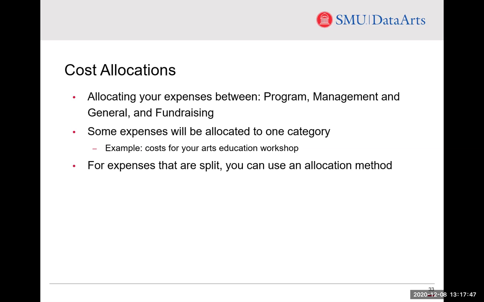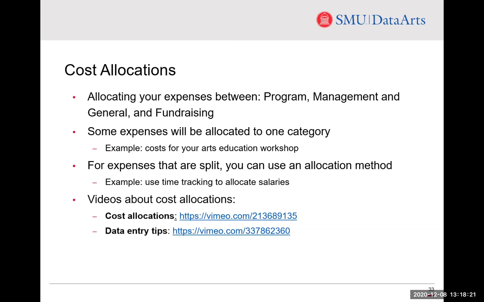However, there may be other expenses that are not entirely related to one category. So this might be especially true, for example, for salaries. You might have an executive director who does a little bit of all 3 of these things. In this case, you want to use an allocation method to divide those expenses up between the categories. One example of an allocation method you might use is time tracking. You might ask your staff member to keep track of their major activities for 2 weeks or maybe a month. And then using that information, you might extrapolate how much of their total salary is related to each of those functions. There are actually a lot of different ways to do cost allocations.